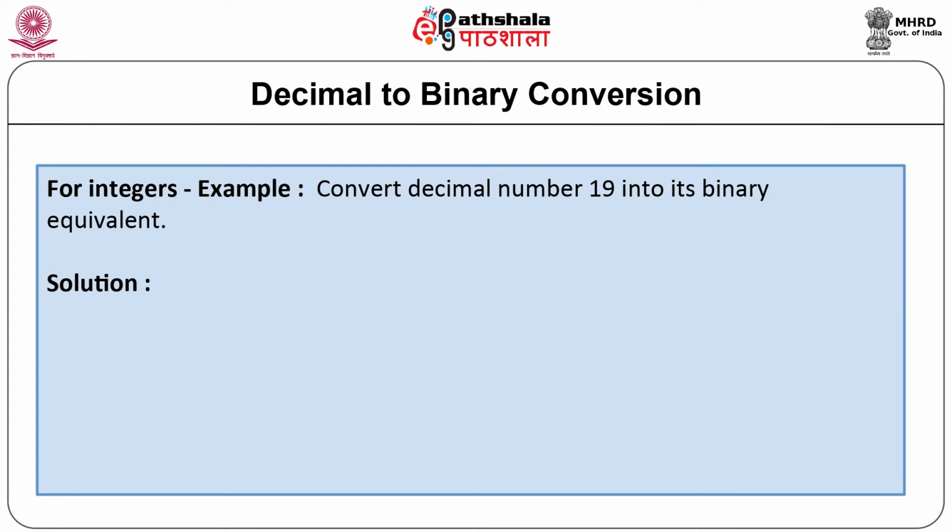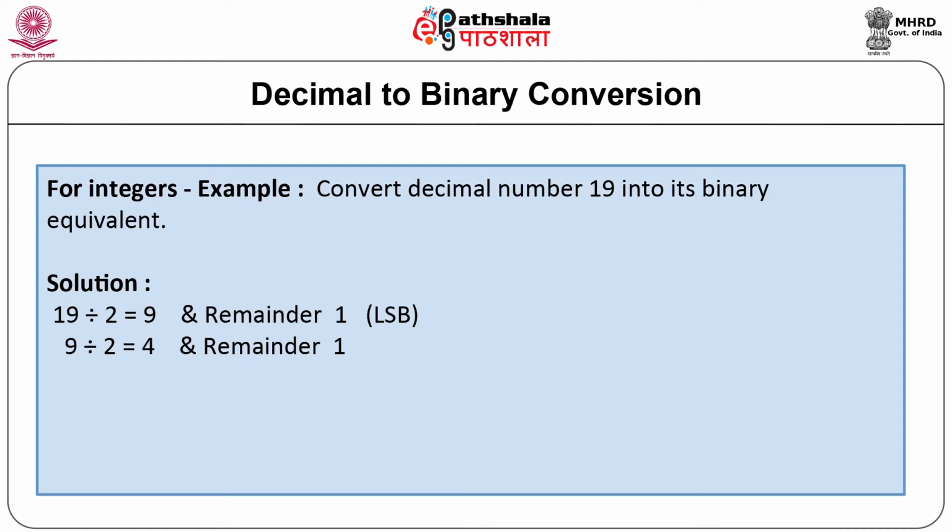Let us convert decimal 19 into binary. The decimal number is divided by 2 repeatedly, writing down the remainder after each division. 19 is divided by 2 to generate quotient 9 and remainder 1. 9 is divided by 2 to generate quotient 4 and remainder 1.